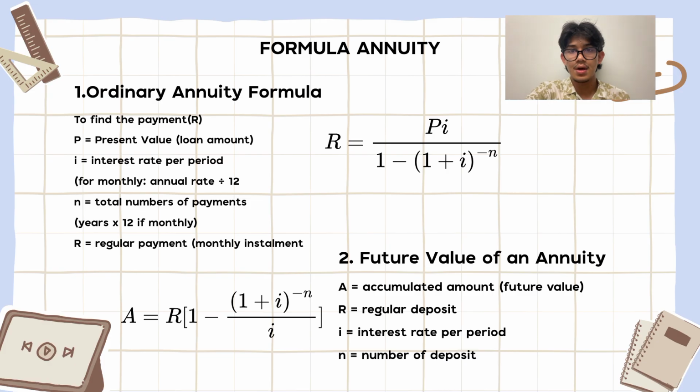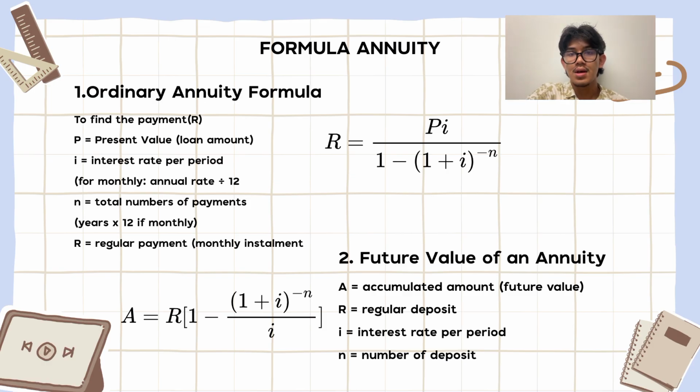When we take a loan, we receive money now and pay back in equal installments. We use the present value of an annuity formula, which looks like this. Here is what each represents: P equal to present value of the loan amount, i equal to interest rate per period, n equal to total number of payments, R equal to regular payments, usually the monthly installment. This formula tells us how much you need to pay every month so that the loan is fully settled after n months.